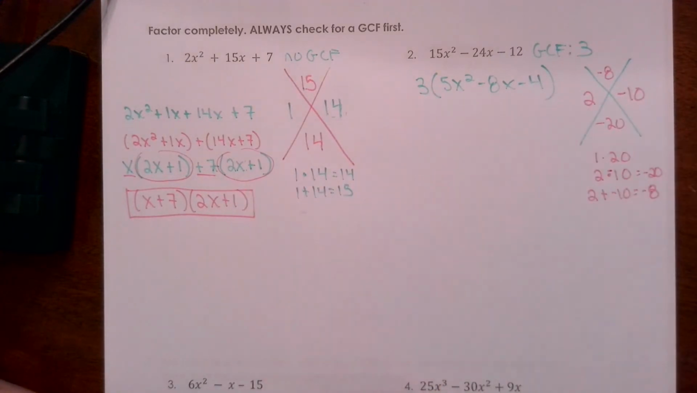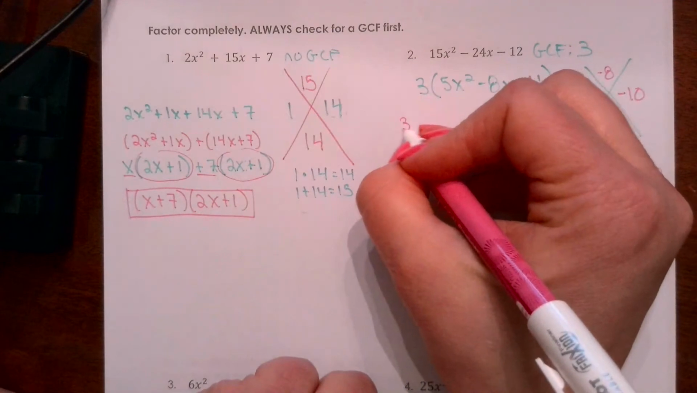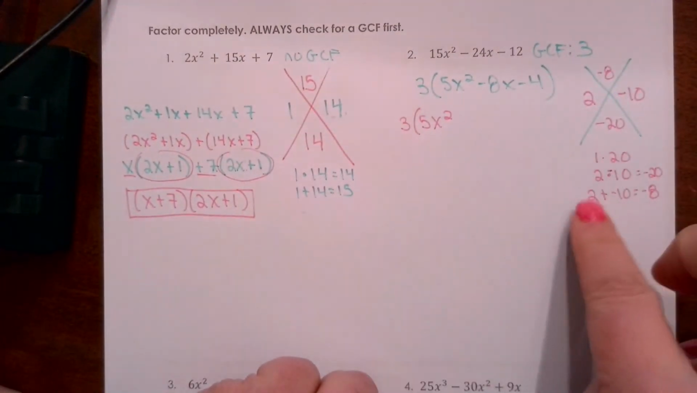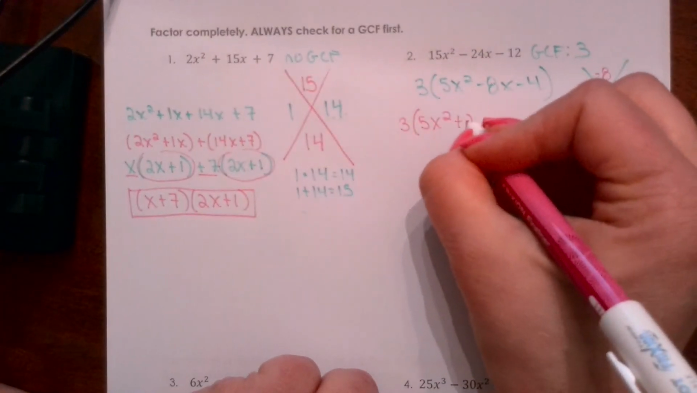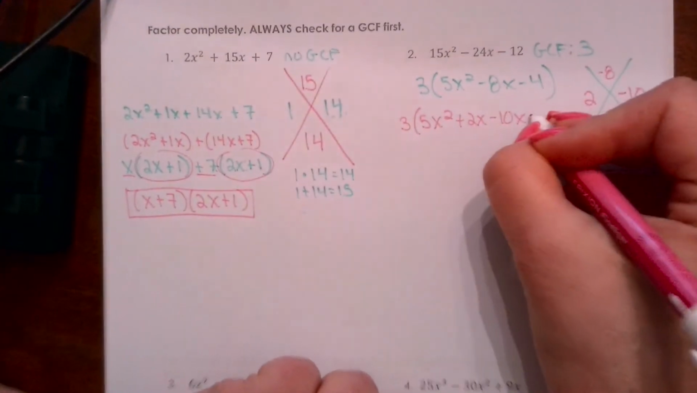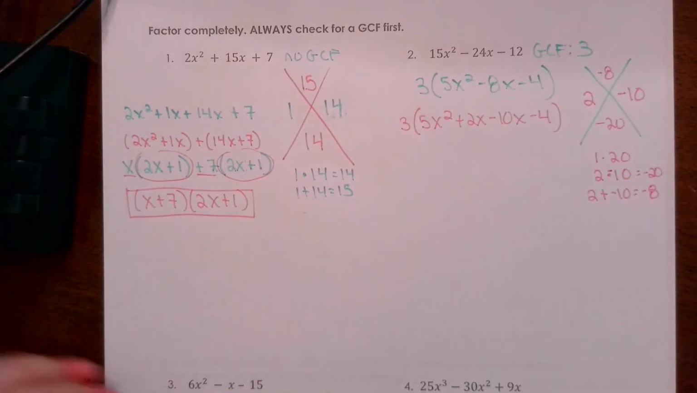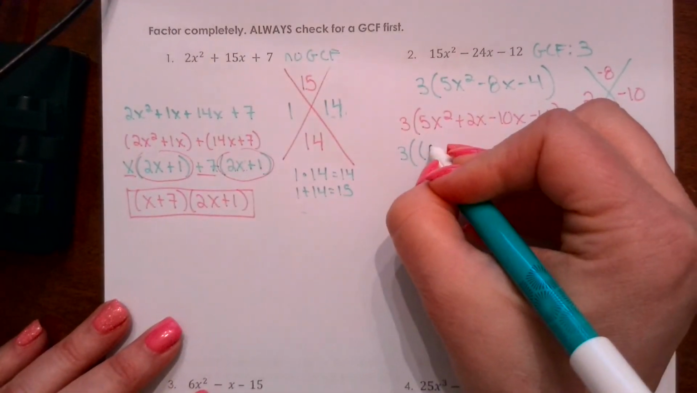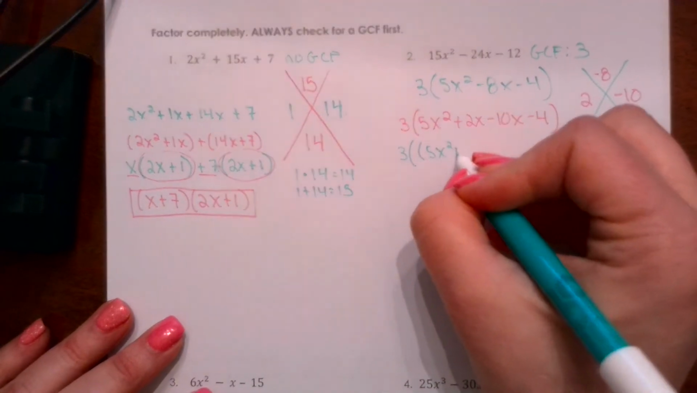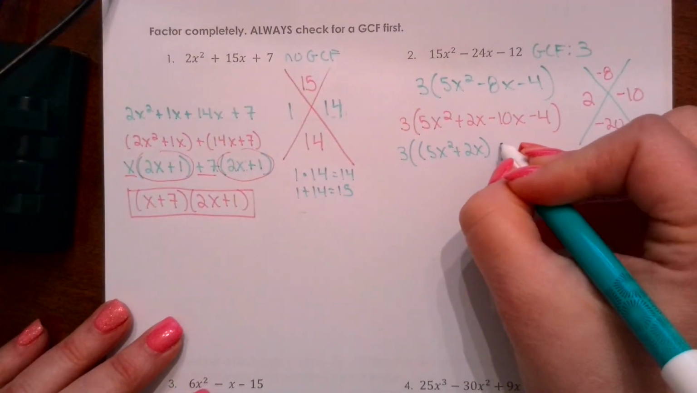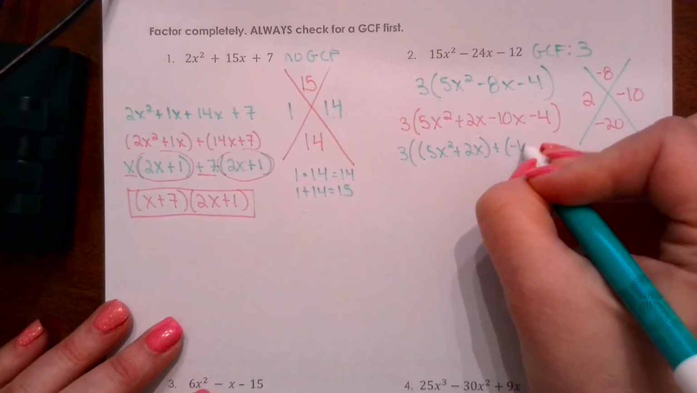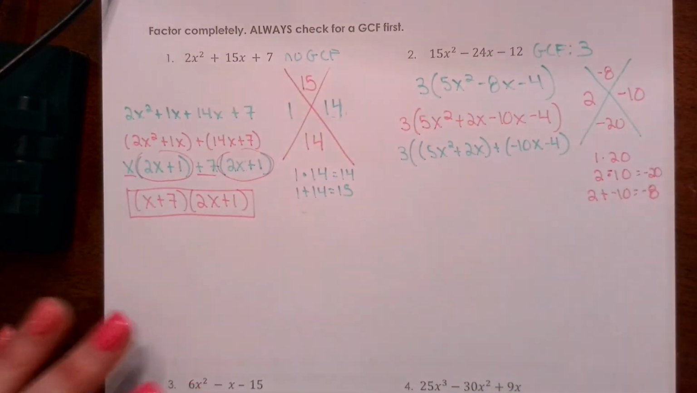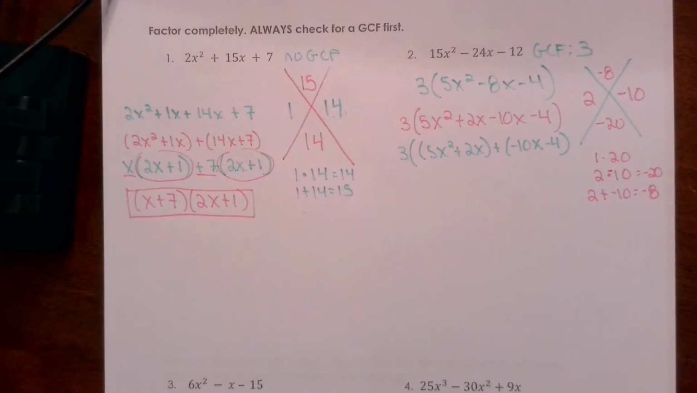I'm going to rewrite this so that I have my b written out. I've got plus 2x minus 10x minus 4. Now I'm going to group this into binomials. I have 5x squared plus 2x. And then I'm going to do plus, I'm going to put the minus 10. I want to keep my minus together in there. I'm going to pull out the minus as my common factor.